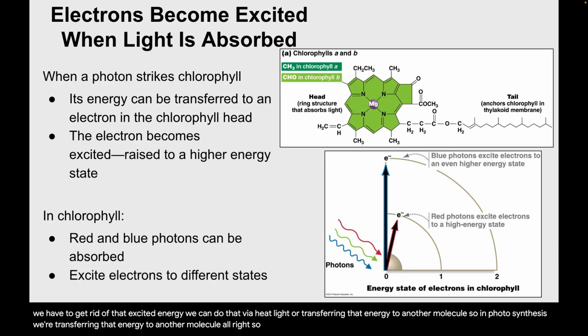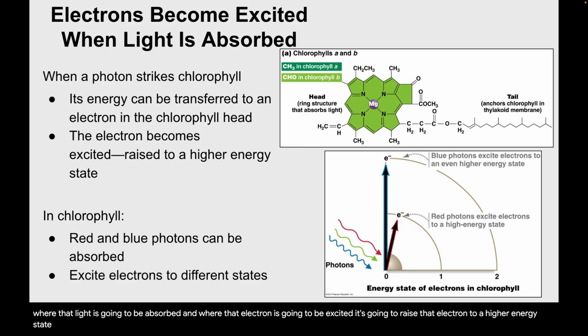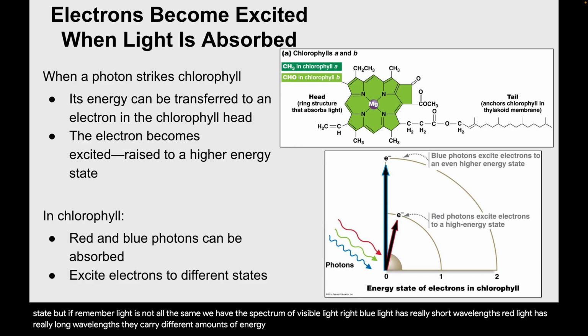So here we have our chlorophyll pigment. The head of the chlorophyll pigment is where that light is going to be absorbed and where that electron is going to be excited. It's going to raise that electron to a higher energy state. But remember, light is not all the same. We have this spectrum of visible light. Blue light has really short wavelengths. Red light has really long wavelengths. They carry different amounts of energy, right?